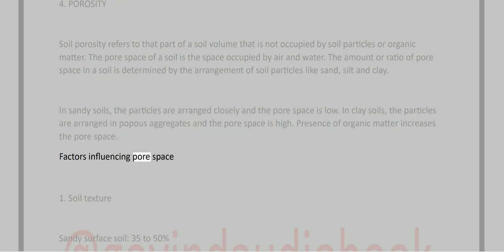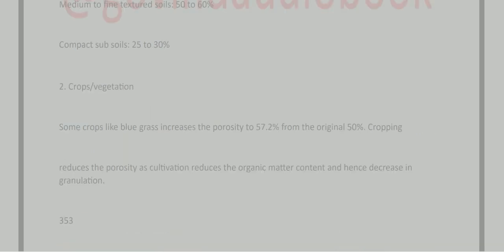Factors influencing pore space. 1. Soil texture. Sandy surface soil, 35 to 50%; medium to fine textured soils, 50 to 60%; compact subsoils, 25 to 30%. 2. Crops and vegetation. Some crops like bluegrass increase the porosity to 57.2% from the original 50%. Cropping reduces the porosity as cultivation reduces the organic matter content and hence decreases granulation.